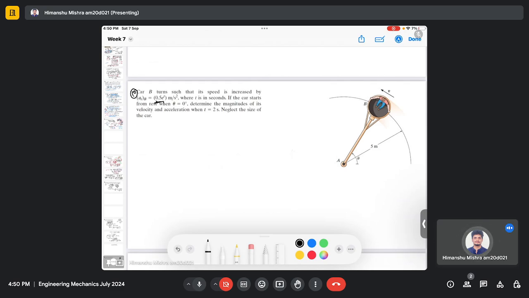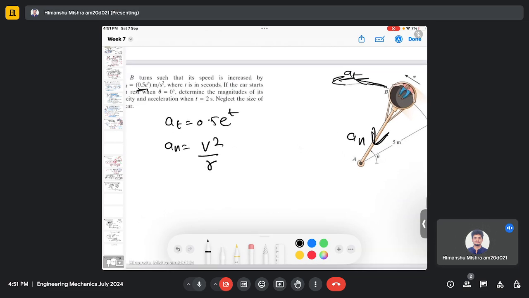If the car turns here, it possesses acceleration, which has a tangential component and a normal component. My tangential component is 0.5 e to the power t, and my normal component is unknown, which is v squared by r. So I can write the acceleration as change of velocity in time. Sorry, this is the acceleration.